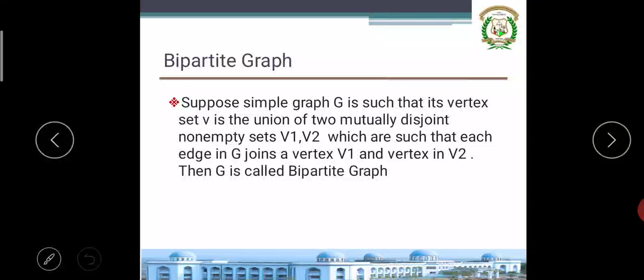Bipartite graph. The next heading is bipartite graph. What is a bipartite graph? Suppose a simple graph G is such that its vertex set V is the union of two mutually disjoint non-empty sets V1, V2, such that each edge of G joins a vertex in V1 to a vertex in V2. In other words, in general terms, I am able to make a graph into two parts.